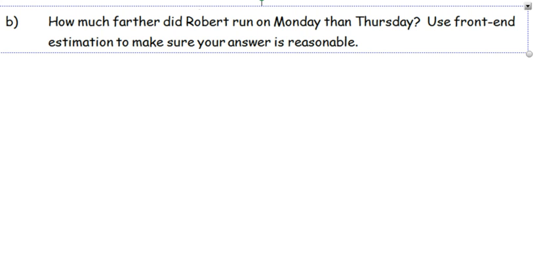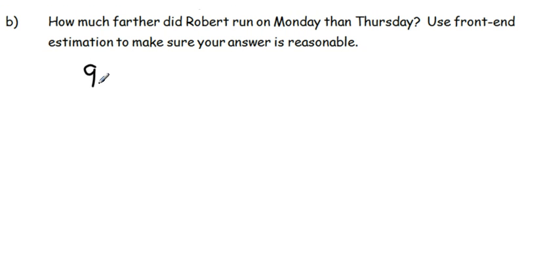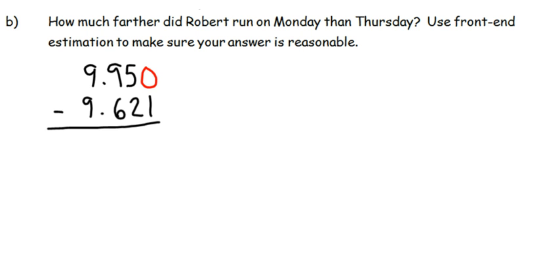Example 2, we're asked to find out how much further did Robert run on Monday than Thursday. So to find out how much farther, we're actually going to have to subtract. So we take Monday's distance, 9 95/100, and subtract Thursday's distance, 9 621/1000. Again, we're going to need to use a 0 as a placeholder.